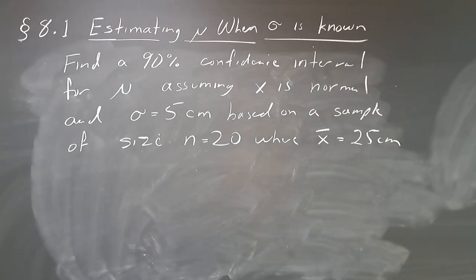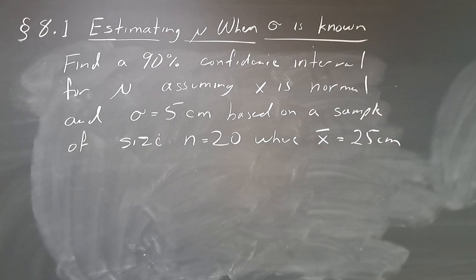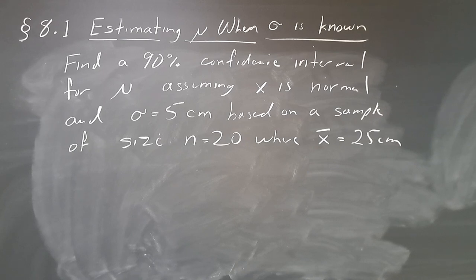So now that we know all the terminology, once again, just to review the question, we want to find a 90% confidence interval. That's an interval we're 90% sure will contain mu. So a confidence interval for mu, assuming that X is normal, that was one of our assumptions, and that we know sigma, and sigma is 5 centimeters, based on a sample of size 20. So we collect 20 of these hedgehogs of this species, and we measure their lengths for each one, and we find that our sample mean is 25 centimeters.